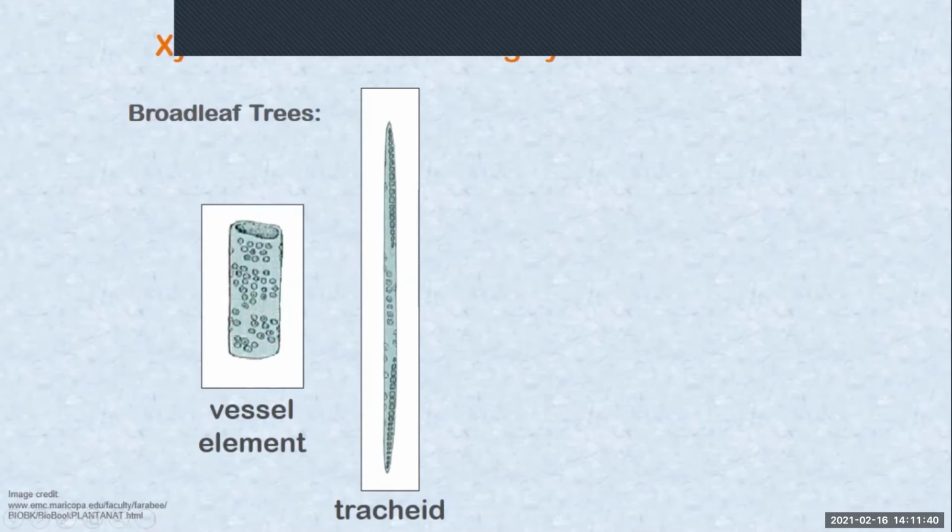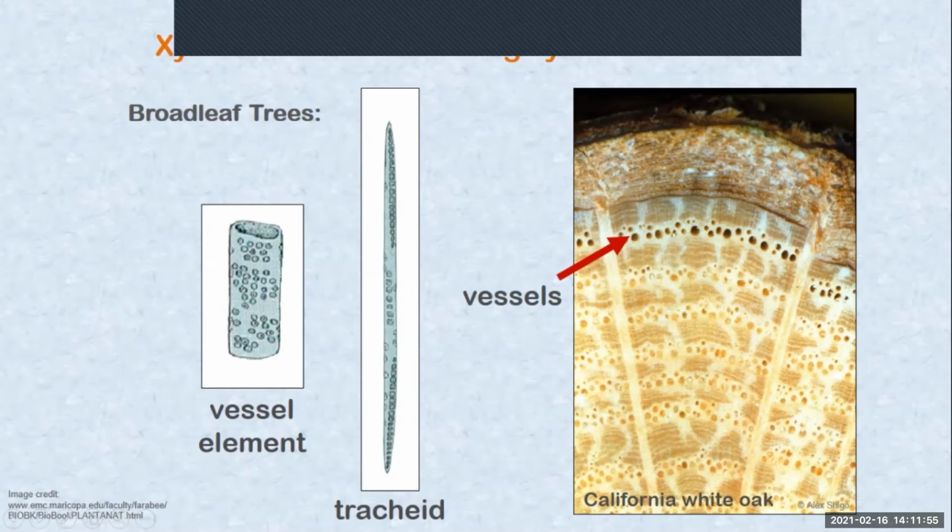And that's in conifers. Now in broadleaf trees, water moves through two types of cells, tracheids and vessel elements. Vessel elements are much wider than tracheids. And you can actually see in cross-section the vessel elements or the vessels. These are the pores that you would see in the cross-section of a broadleaf tree. The tracheids are so tiny that you can't even see their openings, but you can see vessels.